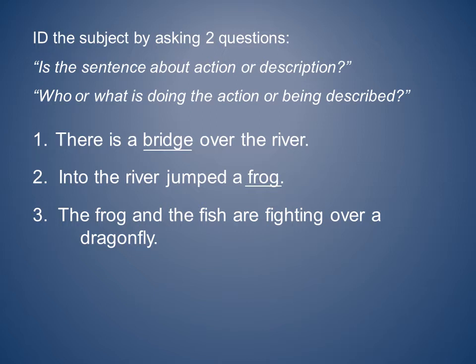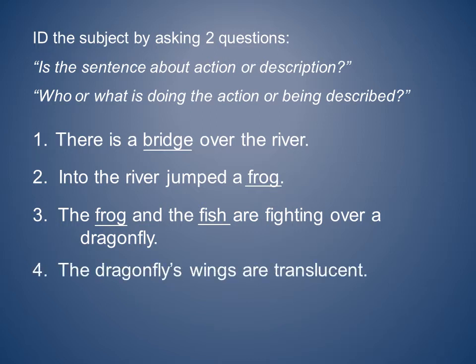The frog and the fish are fighting over a dragonfly. Again, that should kind of obviously be action, right? The fighting is the action. What's doing the fighting? Well, we've got two in this case, the frog and the fish, and that's fine. You can have two subjects doing the same verb. It's still considered one subject, but it's called a compound subject. It's a subject made of two parts.